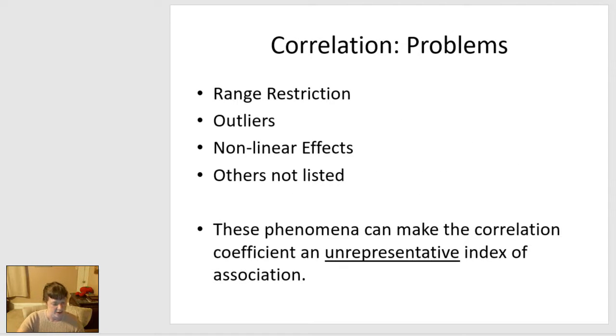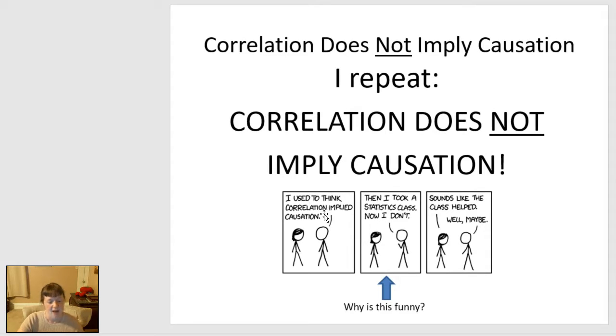All right, so going back to this slide. "I used to think correlation implied causation," says this comic from Randall Munroe, xkcd.com. "Then I took a statistics class. Now I don't." "Sounds like the class helped." "Well, maybe." Why is that funny? Because him getting this knowledge and him taking the class is just a correlation. Maybe he learned this in a different class. Maybe he didn't learn it in the stats class, right? Correlation is not causation.